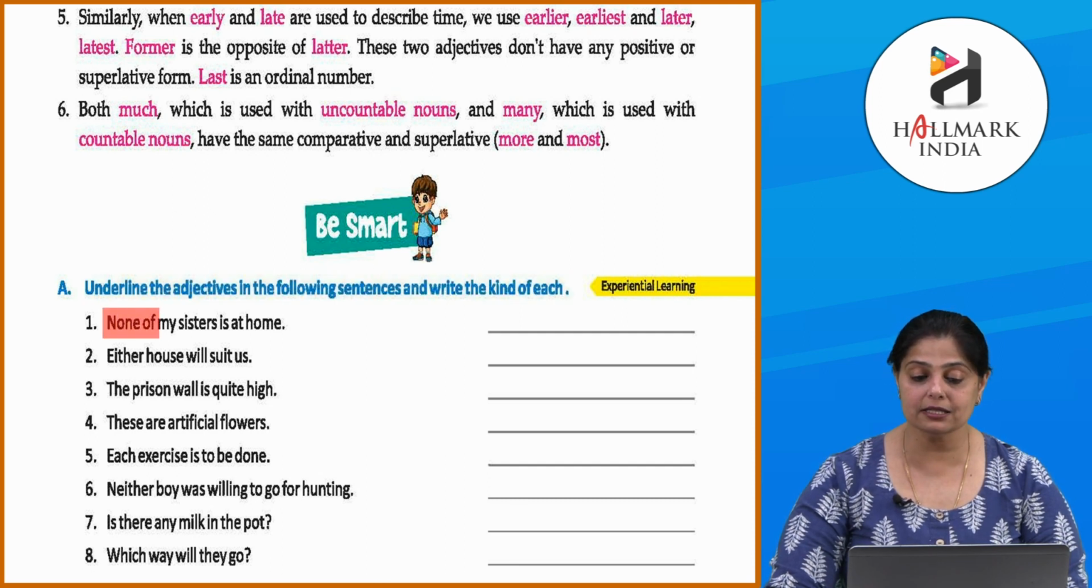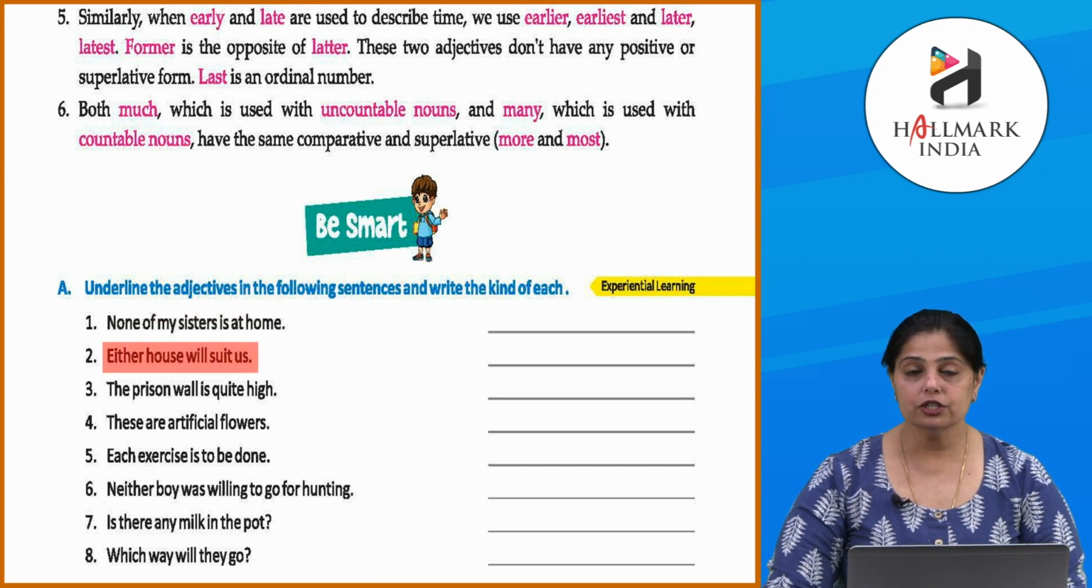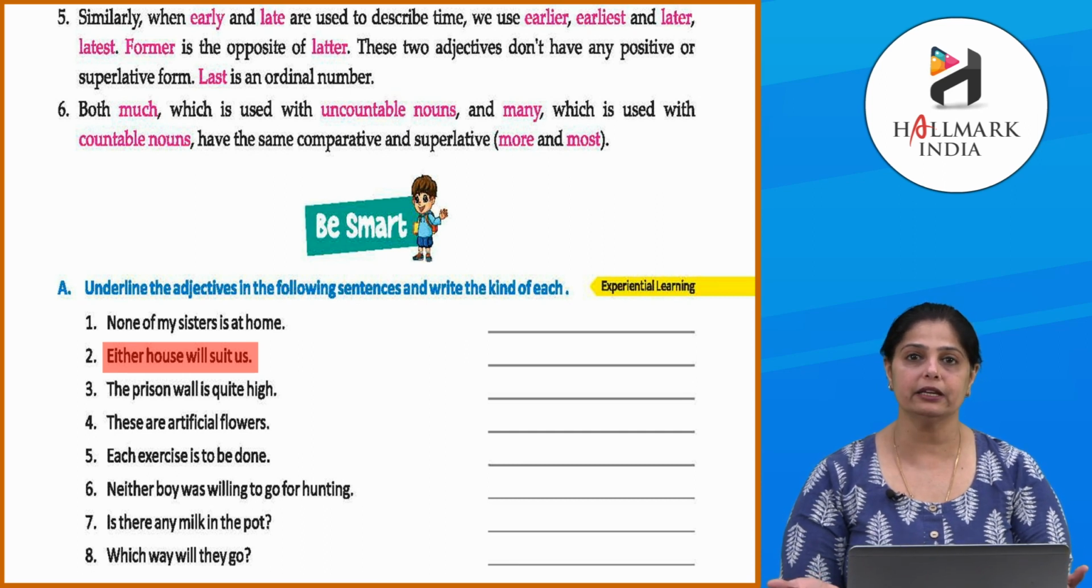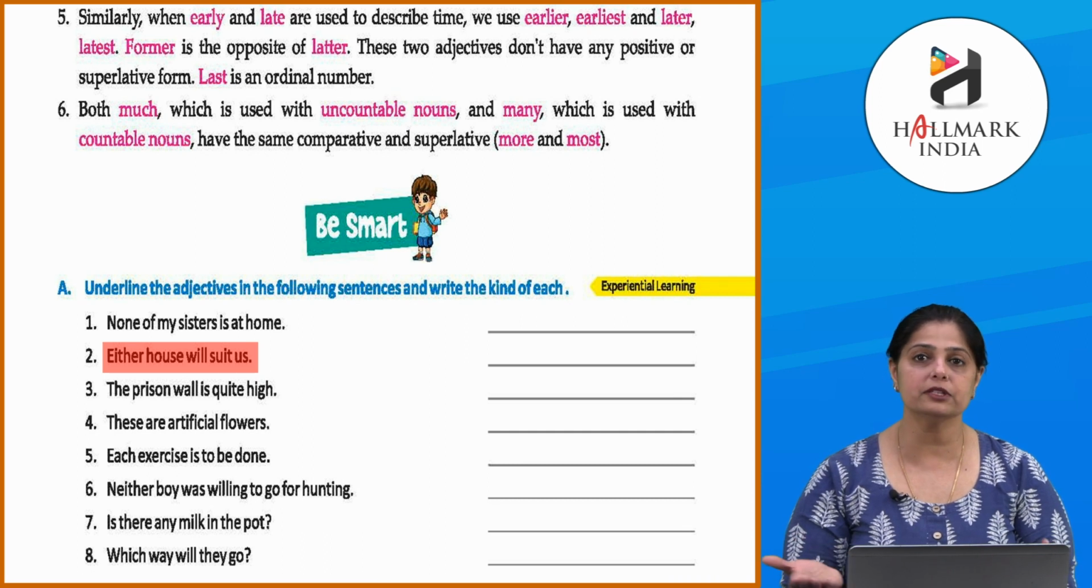None of my sisters is at home. So, यहाँ पे क्या आ रहा है? None of my sisters. So, this is like none. So, this is like a positive degree. Either house will suit us. So, we are like doing a comparison between two houses which are at the same degree. So, we are saying either of them is proper for us. So, this becomes a positive degree.